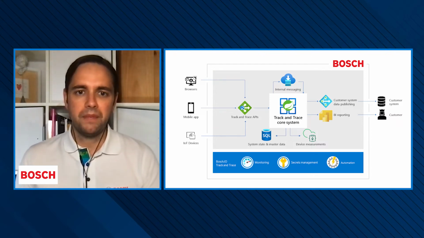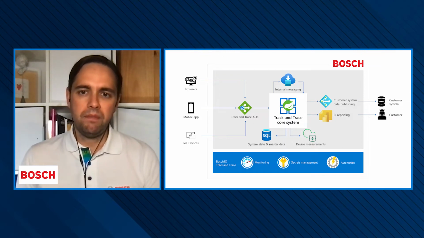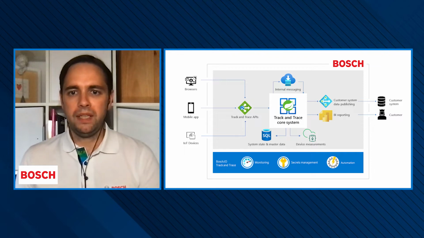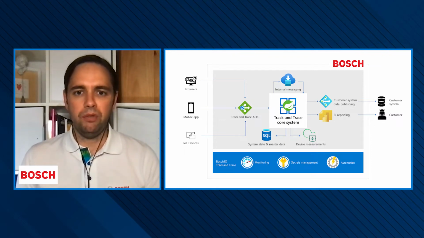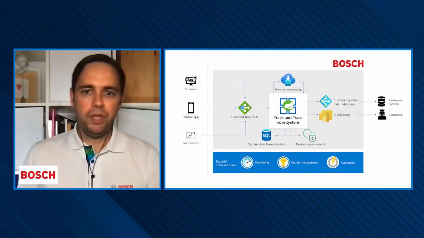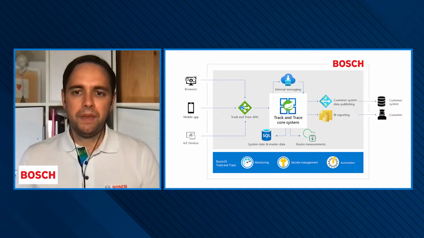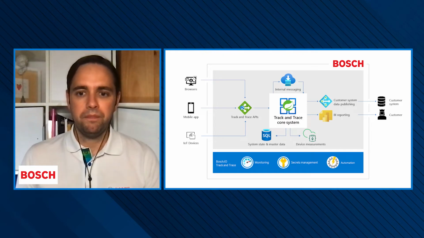Data is received by an application gateway and handed over to the Track and Trace core system, which consists of about 15 microservices running on the Azure Spring Cloud. There are many different views and reports based on the data that we present in our UI. And process data can also be sent to customer systems.